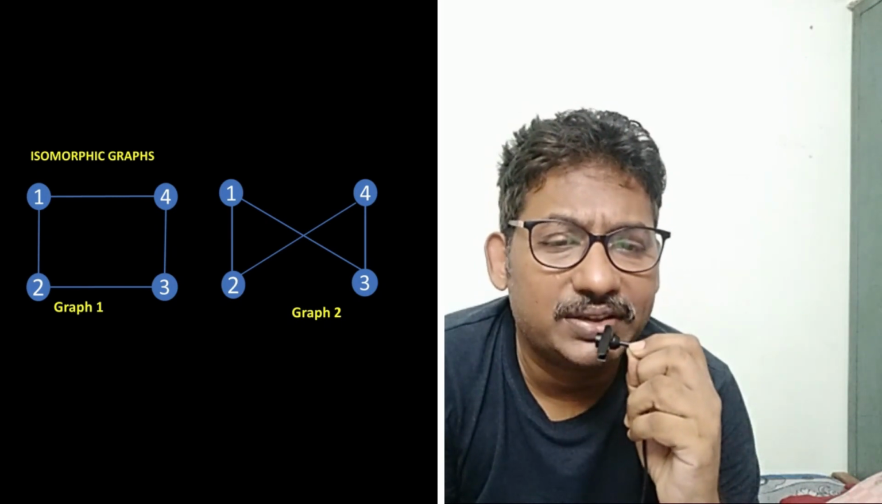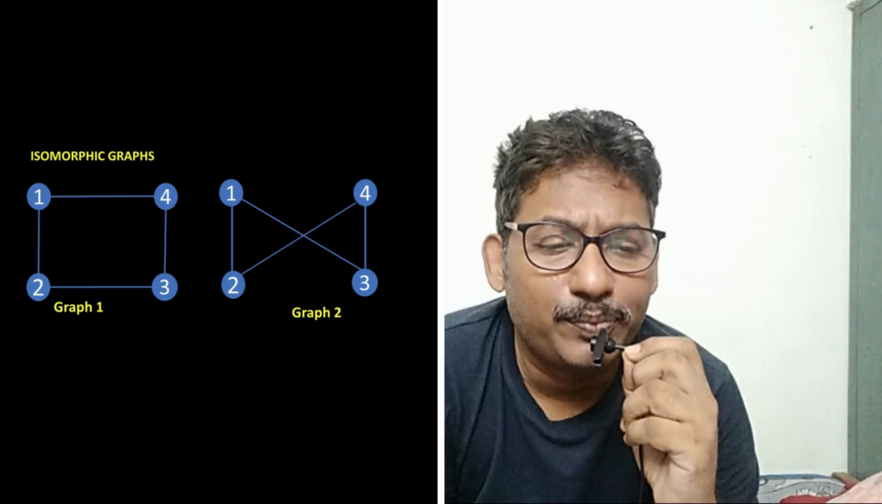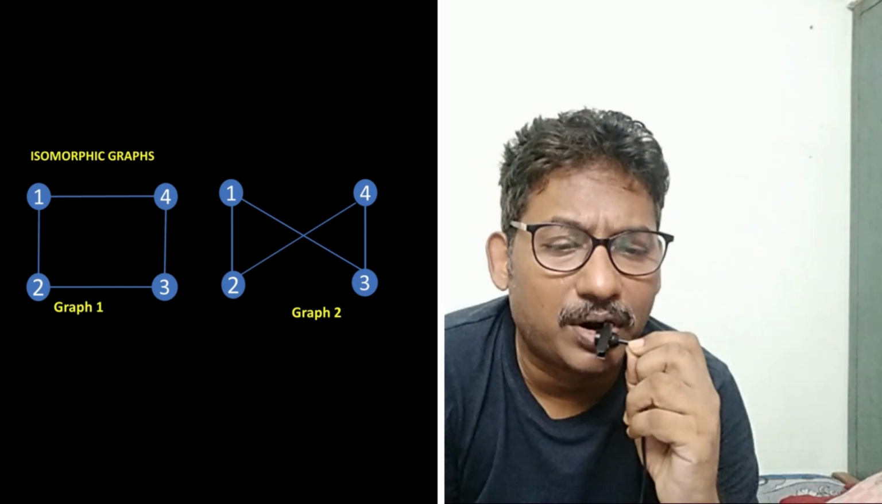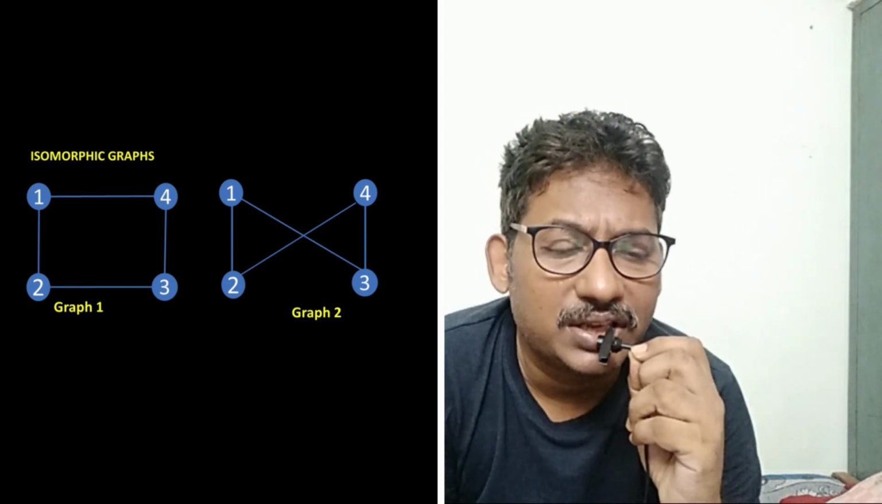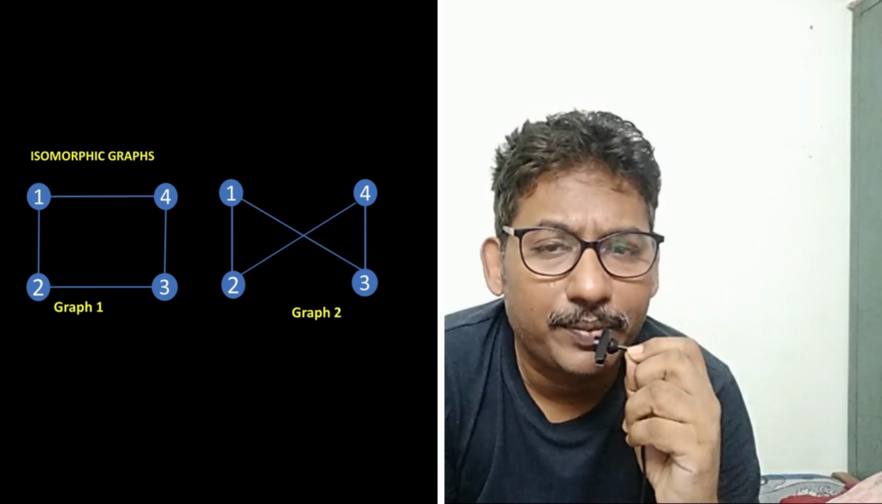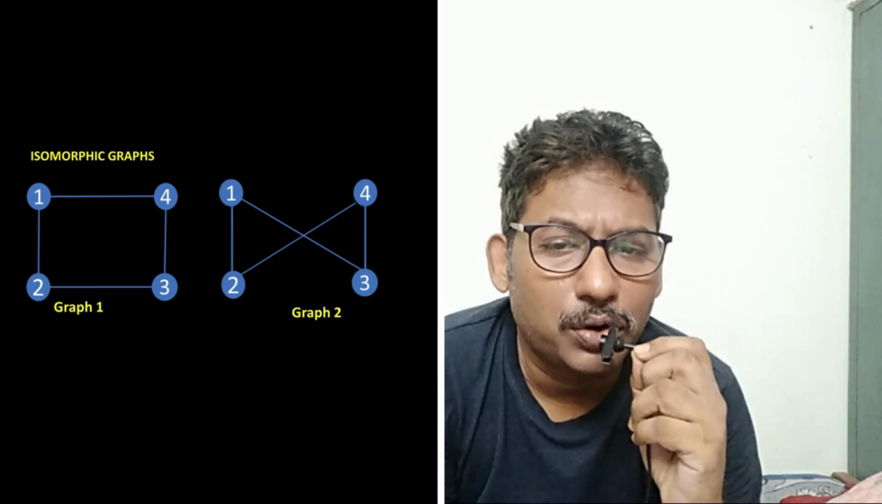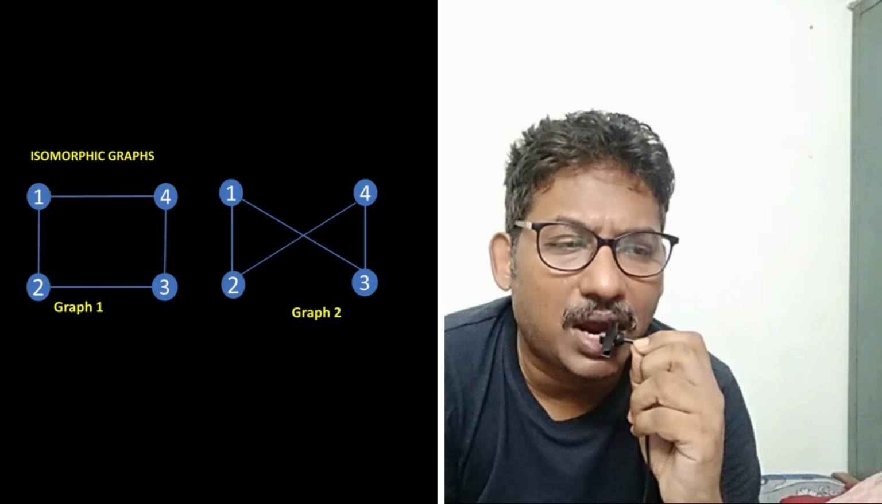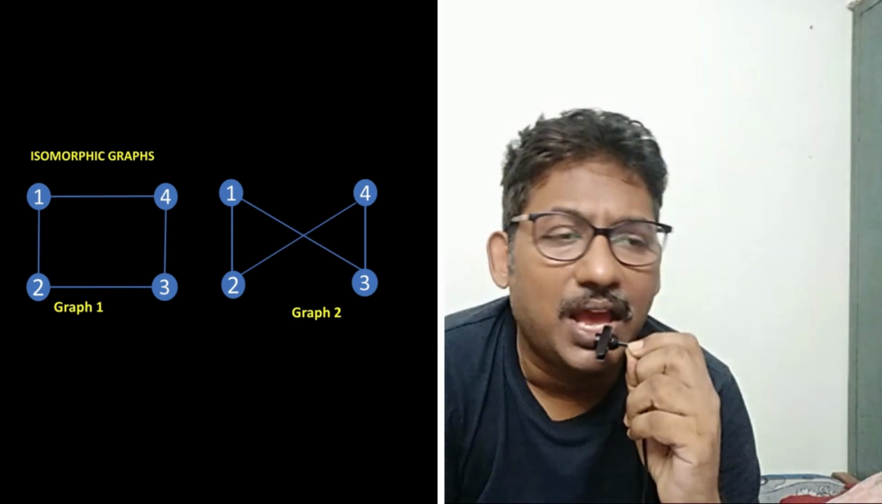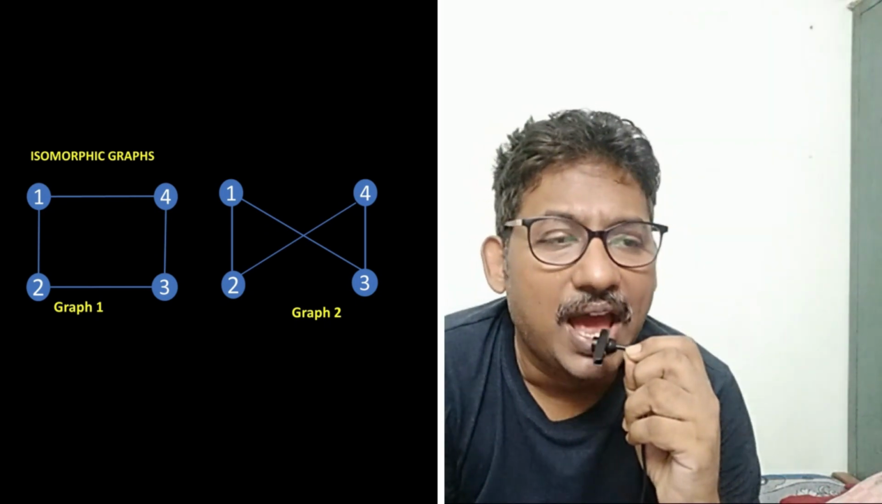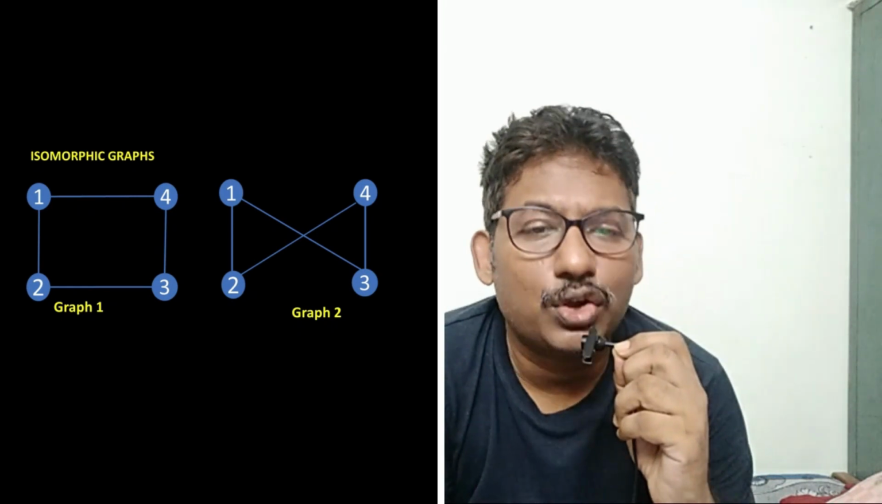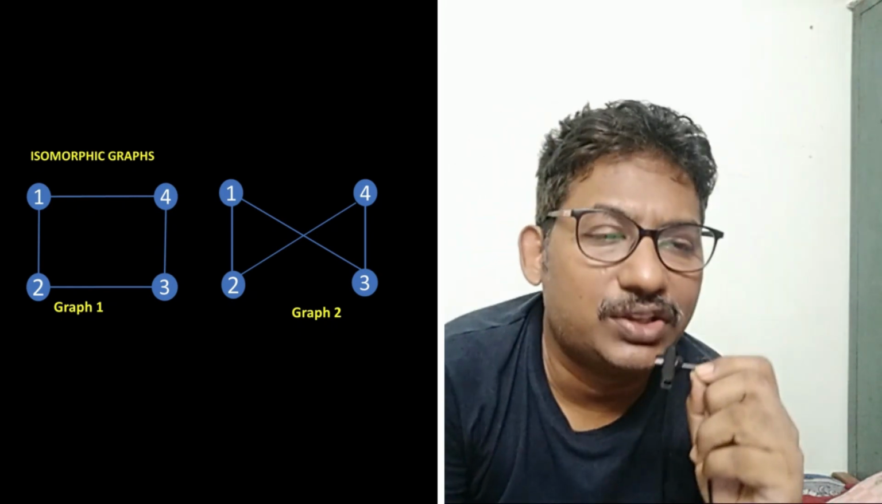So here it is a graph. The same number of paths, the same number of vertices, and the same number of edges are there. So it is an isomorphic graph. Graph 1 and graph 2 are both identical, so we say it is an isomorphic graph. So you might have understood what an isomorphic graph is.